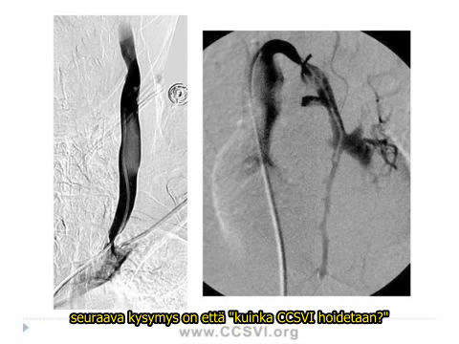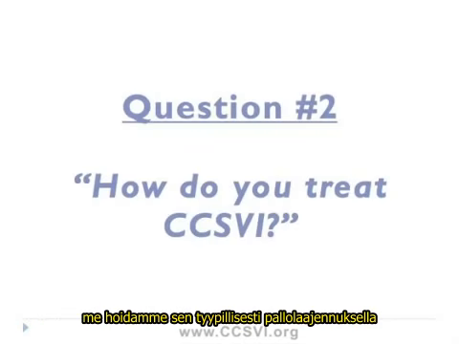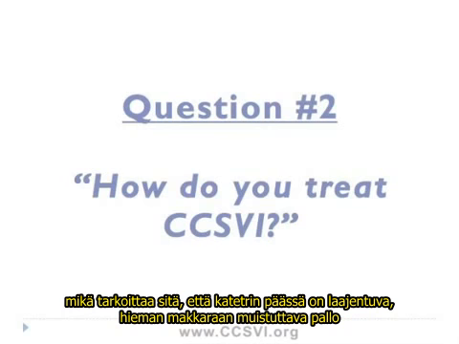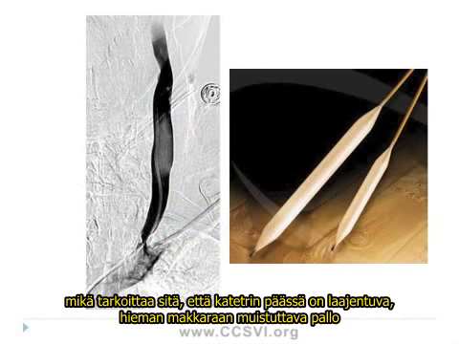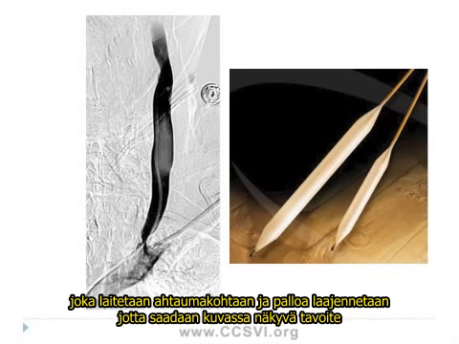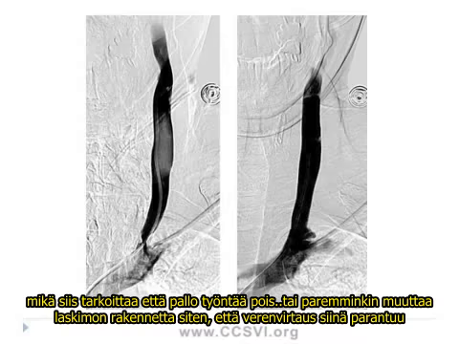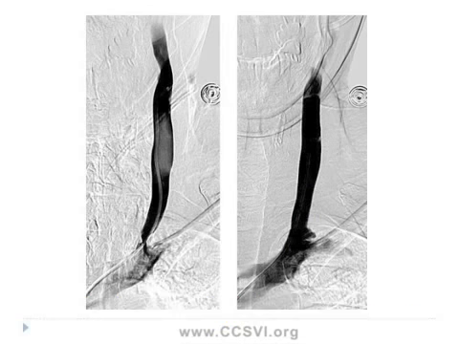So the next question is, how do you treat CCSVI? We treat it typically with angioplasty, meaning that we take a catheter that has a balloon built into it, a sausage-shaped balloon, and we put it across the area of narrowing, and we blow up that balloon to get a picture like this, which means that we've pushed away or somehow changed the nature of the vein to improve the blood flow from the vein.